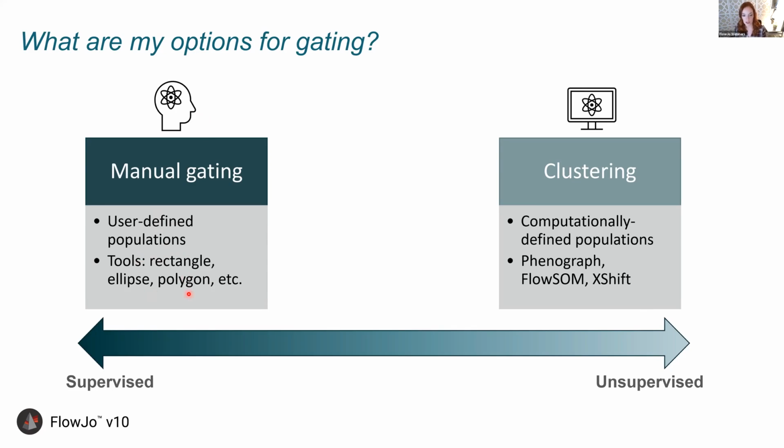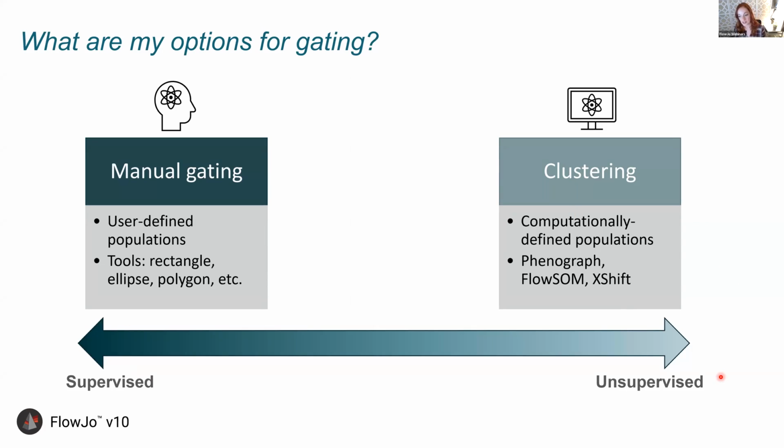And of course, we have a lot of different gating tools in FlowJo to help you capture the shape of your data, everything from a rectangle to a freeform polygon shape. And so that's going to be 100% supervised. That's you dictating where the boundaries of a population begin and end.